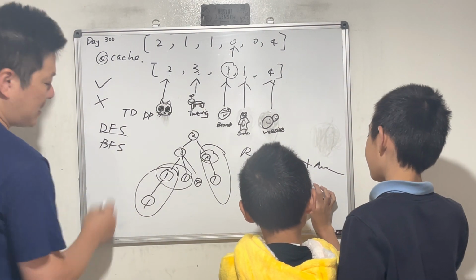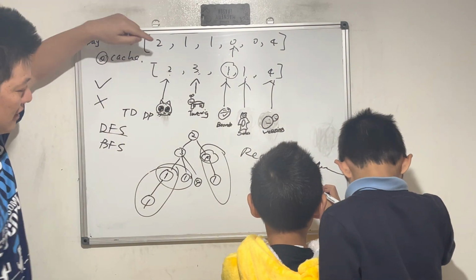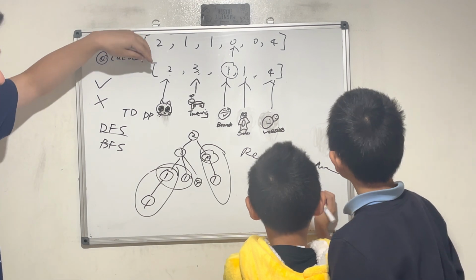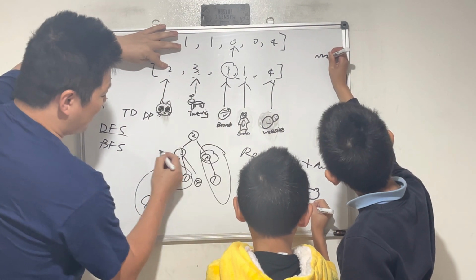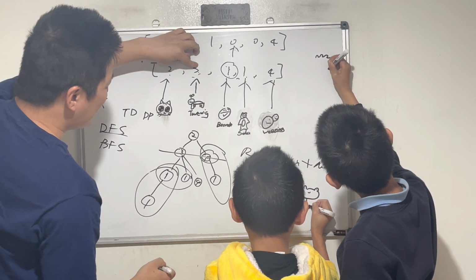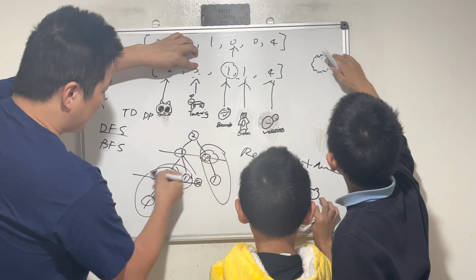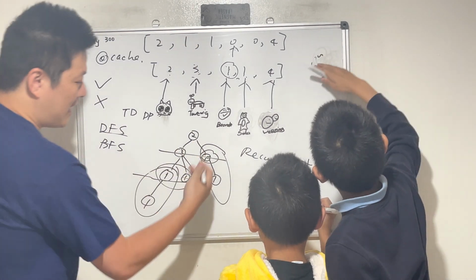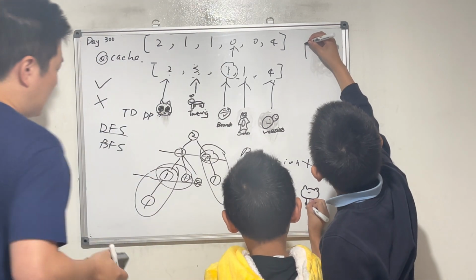Breadth-first search we skip today, but it's quite simple. I'll just give you the idea again. From 2, I can go to 3 and 1. I travel over 3 and 1. Then from 3, I can travel 1, 1, 4. You see, I visit this level by level, right? Level by level.